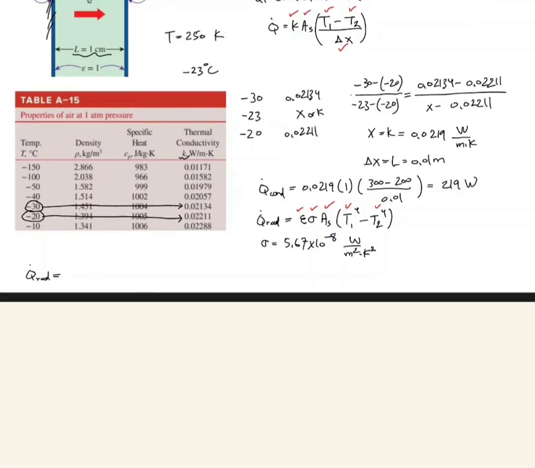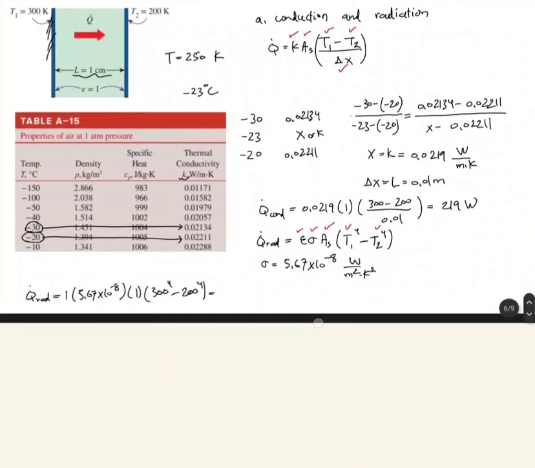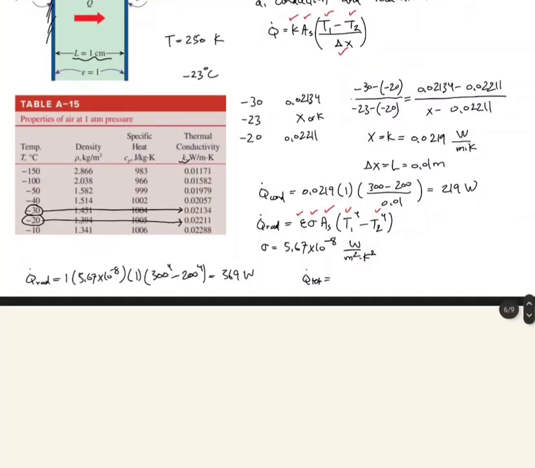And if you just plug in the values that we have here, 1 times 5.67 times 10 to the negative 8, times 1, times 300 to the 4 minus 200 to the 4, for Q radiation we have 369 watt. And the total heat transfer rate is just the sum of radiation and conduction, which is 369 plus 219 and equals 588 watt. So that's for our first case.